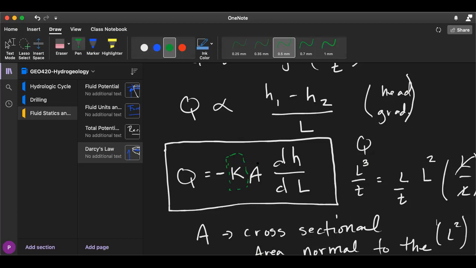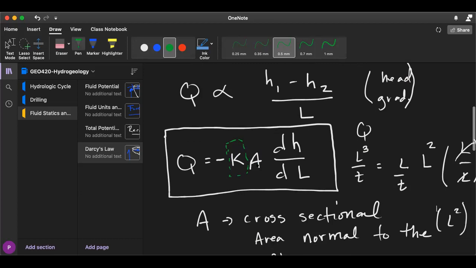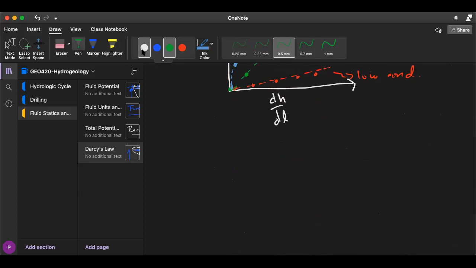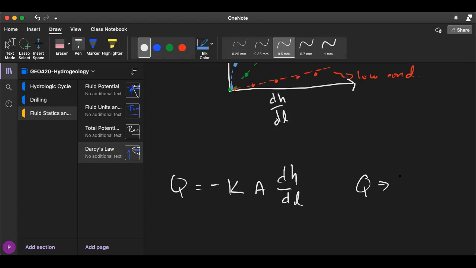Before we go there, I'm gonna go ahead and introduce a couple things here. Okay, so we've written Darcy's law as Q is equal to negative K A dH/dL. And Q, I've said, is my discharge, which is the volume per time.